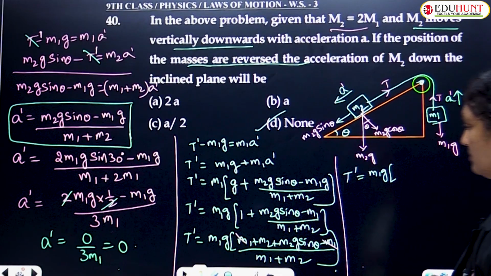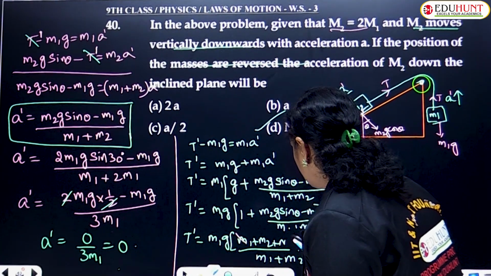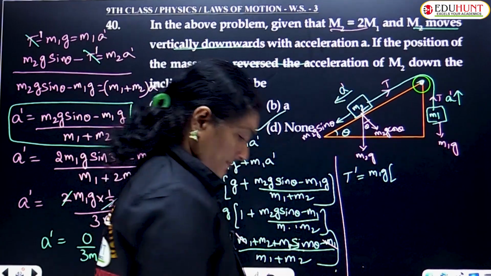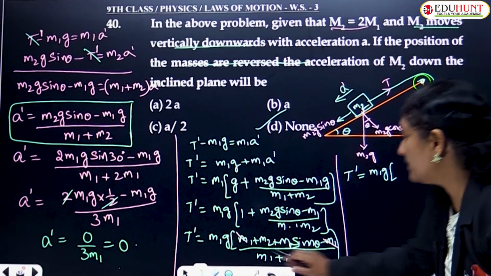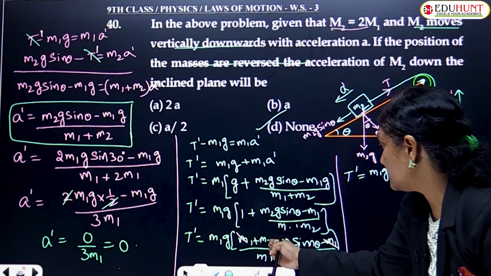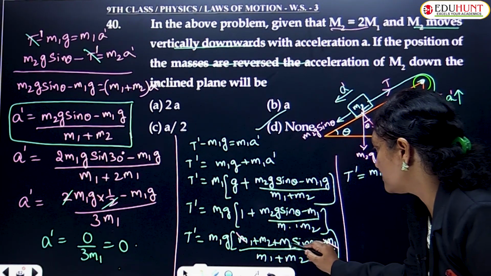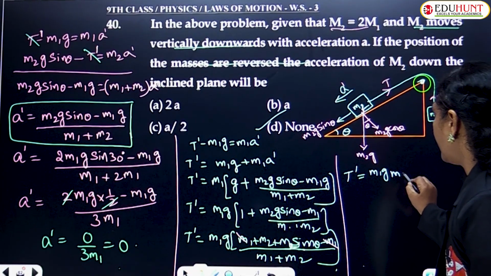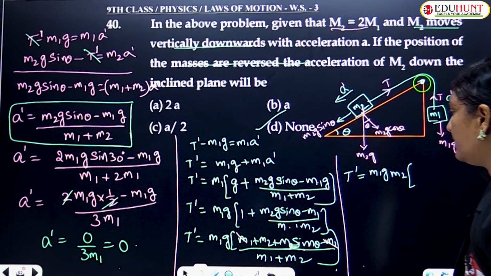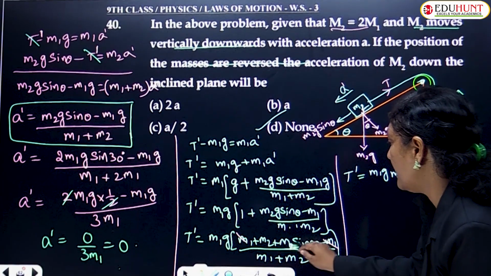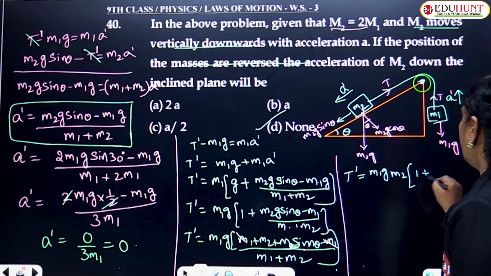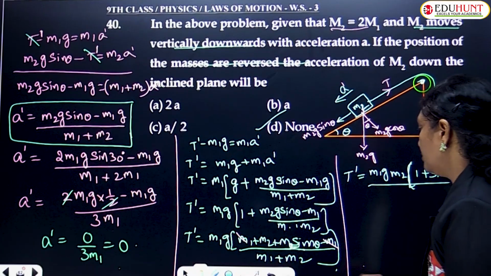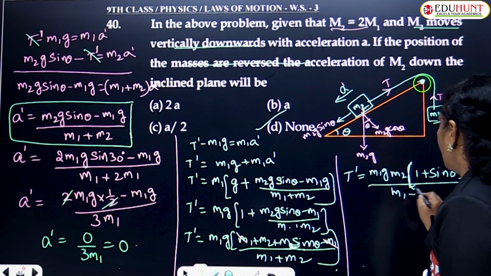Why again G? No, G must not be there. Already G is taken out, children. What is that? M1G. This is M2 and here it is M2 sine theta. So in both cases M2 is there, so I have taken M2 common. Then you are left with 1 and sine theta. So 1 plus sine theta, whole upon the denominator M1 plus M2.